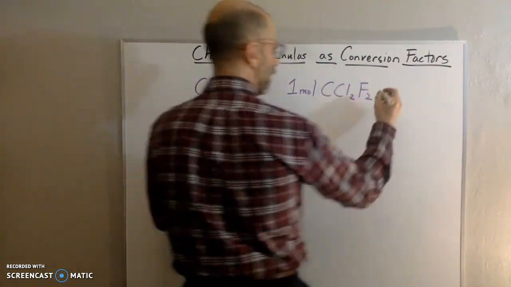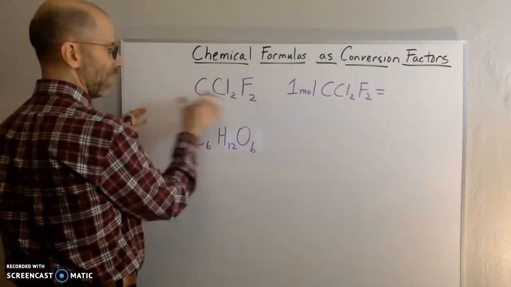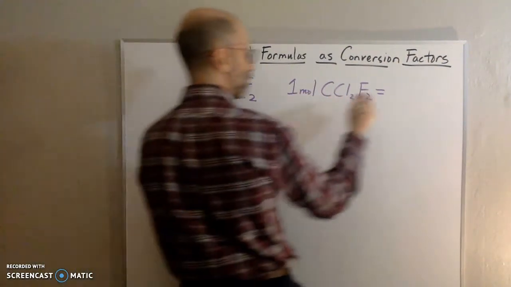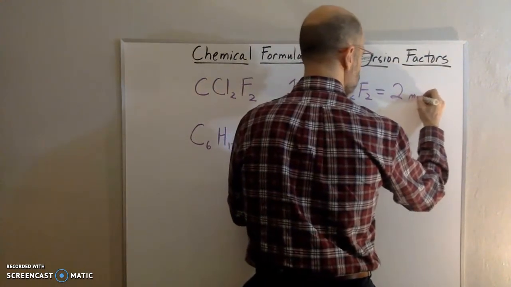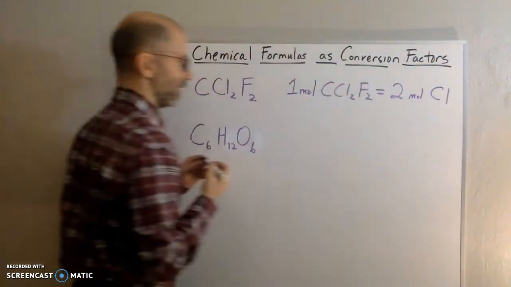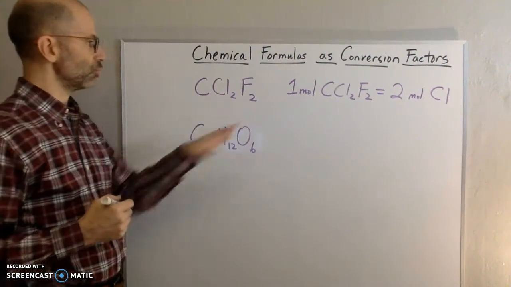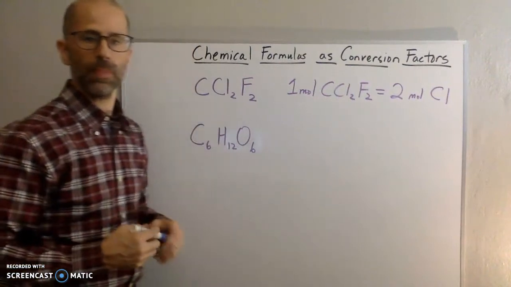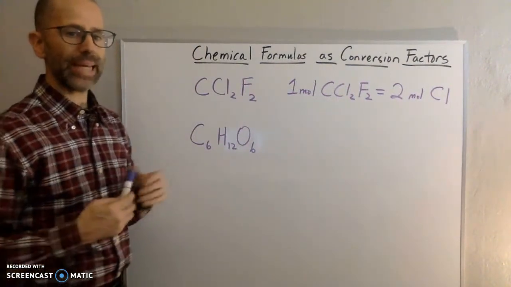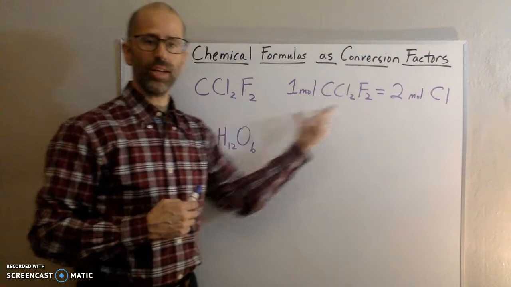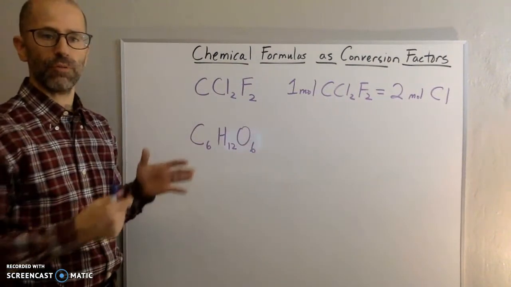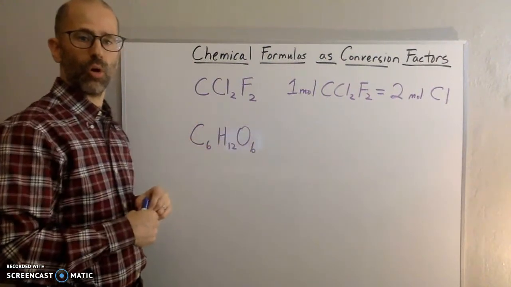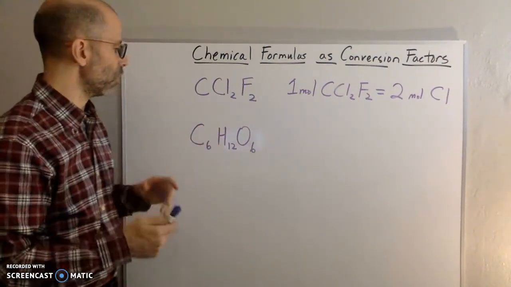CCl2F2, is going to be equal to, and then I could choose, maybe I'm interested in chlorine, so 2 moles of chlorine. So I have 2 moles of chlorine atoms in my molecule. So I get a molar ratio of 1 to 2, right? So now I can use that equality as a conversion factor to convert between one part or the whole. So I can go from whole to part or part to whole.